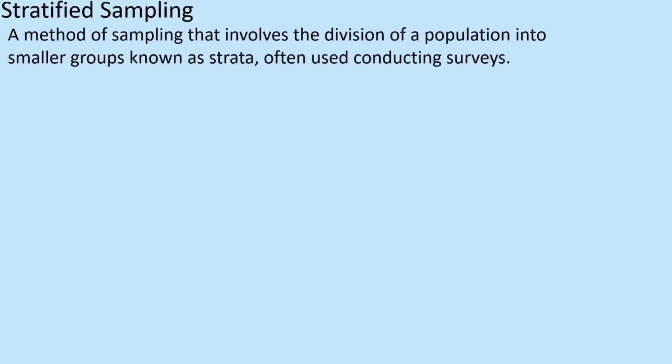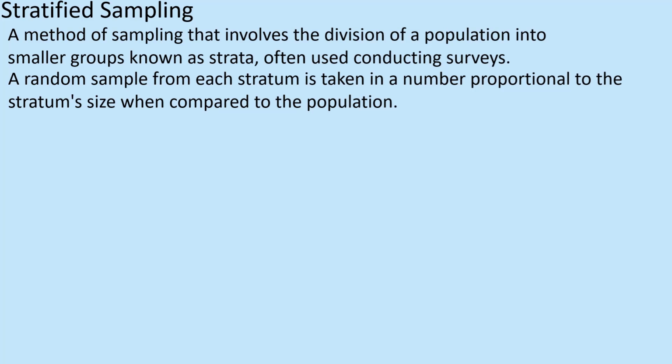So it's an idea of taking a sample of data, a smaller sample based on what you argue would be a bigger sample. It's a method of sampling that involves division of a population into smaller groups known as strata, often used in conducting surveys. All right, so quite wordy. The stratum is taken in a number proportional to the stratum size when compared to the population.